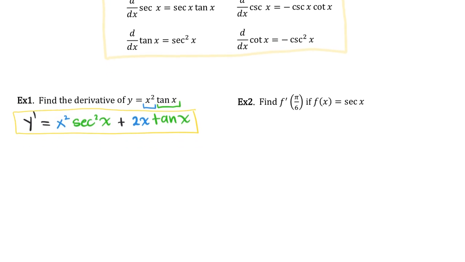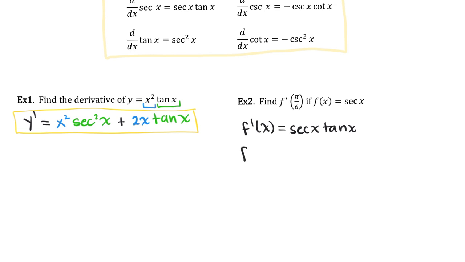Okay, let's try example 2. It says find f prime of pi over 6 if f of x equals secant x. So I'm going to take the derivative of secant x. The derivative of secant x is secant x tangent x. Now let's plug in pi over 6, and it should be done in 2 separate steps. So the secant of pi over 6 times the tangent of pi over 6. And this is mostly to see if we remember our trig.